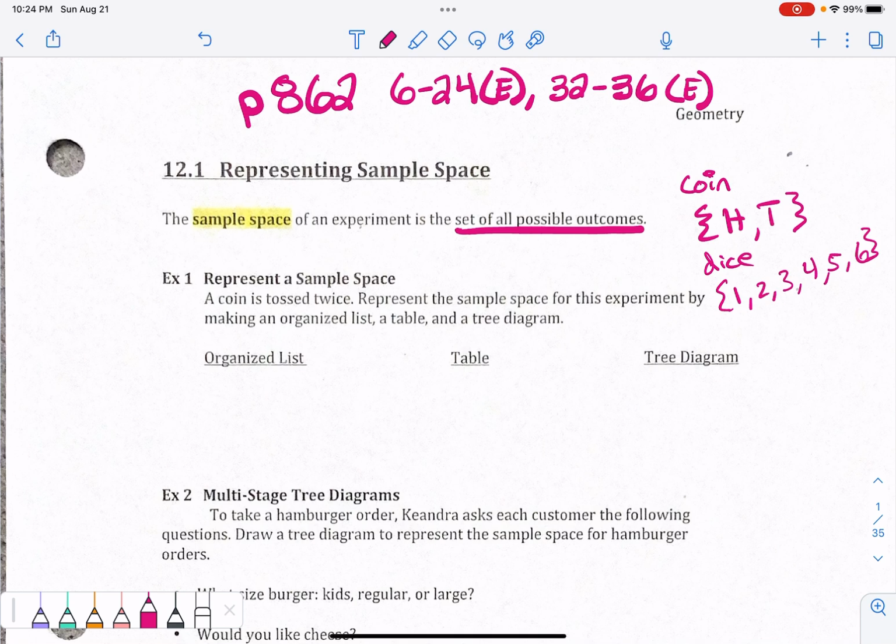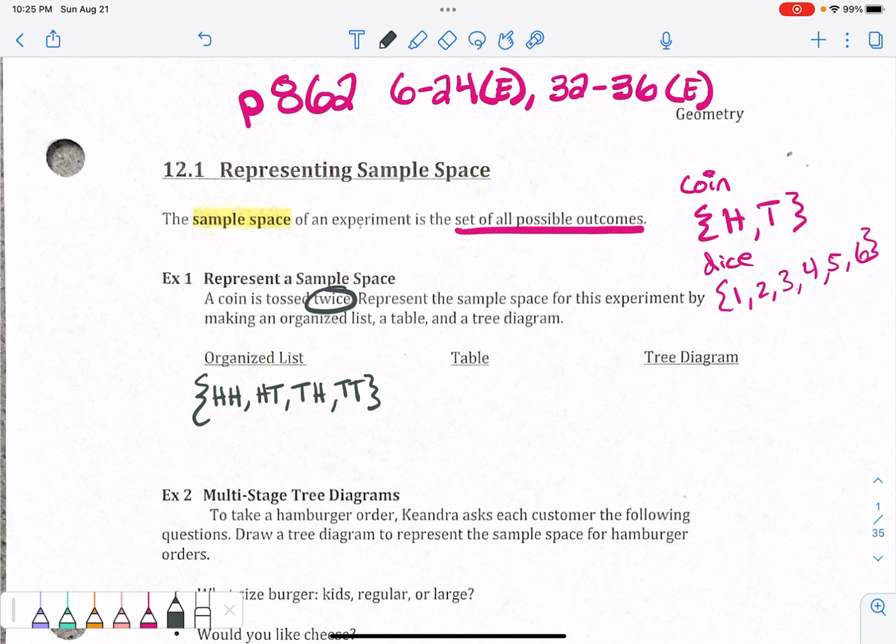Okay, so example 1 now, they take that a step further where they're talking about tossing a coin twice, and represent the sample space for this experiment by making an organized list, a table, and a tree diagram. So 3 things. This right here, what I did was an organized list. So I'm going to do the same thing, but now we're going to do it for tossing 2 coins. So for tossing 2 coins, I could get a head head, I could get a head tail, I could get a tail head, or I could get a tail tail. And those are my 4 possible outcomes that I could get.